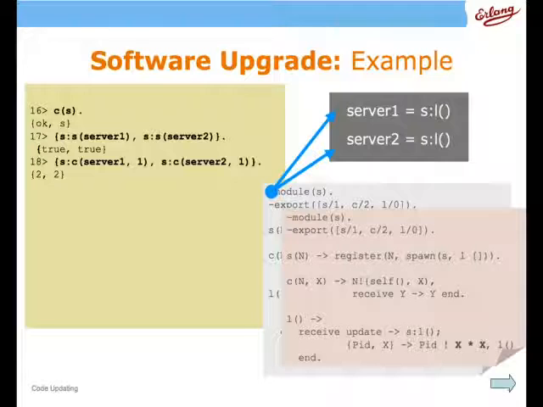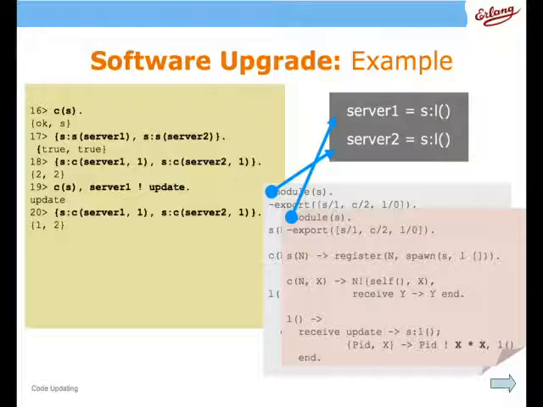Let's see what we do next. What I'm going to do is compile the code. You can see I've compiled the module S, and I've sent to server1 an update message. Only server1, not server2. And now let's send a message to each of those servers. And what you see is that the result from server1 is now 1. It's 1 times 1, whereas the result from server2 is 1 plus 1 is 2. And you can see that these two servers are running different versions of the code. You can see that from the graphic.